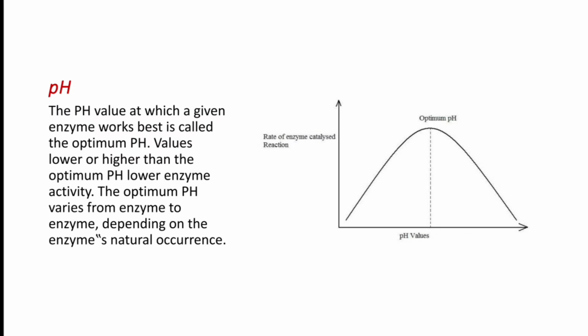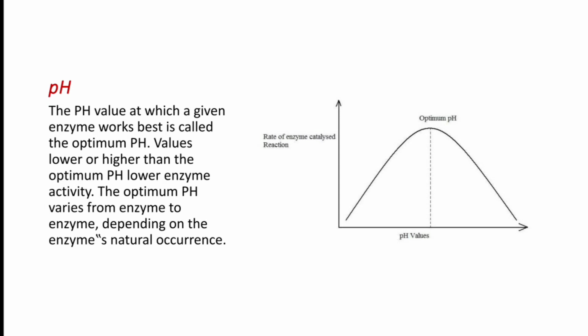So values lower or higher than the optimum pH will lower enzyme activity. So we know that pH values range from 1 to 14, right? And we know that 6 going down is acidic, and 8 going up is alkaline, isn't it? So let me give an example of the stomach. The stomach is said to be an acidic environment. Your stomach is an acidic environment. So what does that mean? That simply means enzymes in your stomach work best in an acidic environment, isn't it? So keep that in mind as we continue reading.